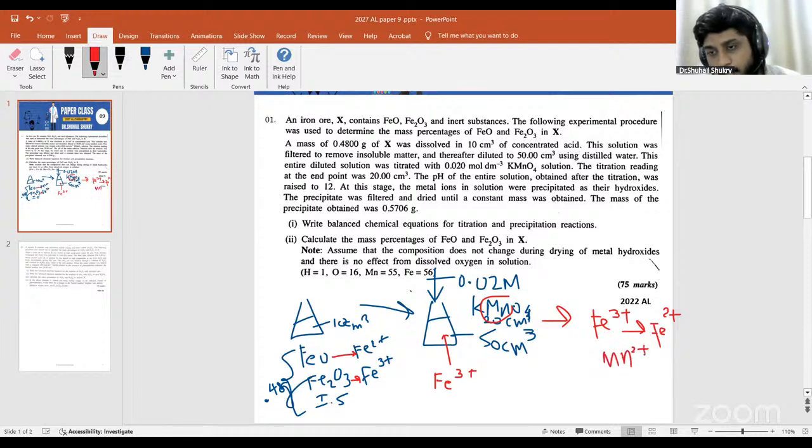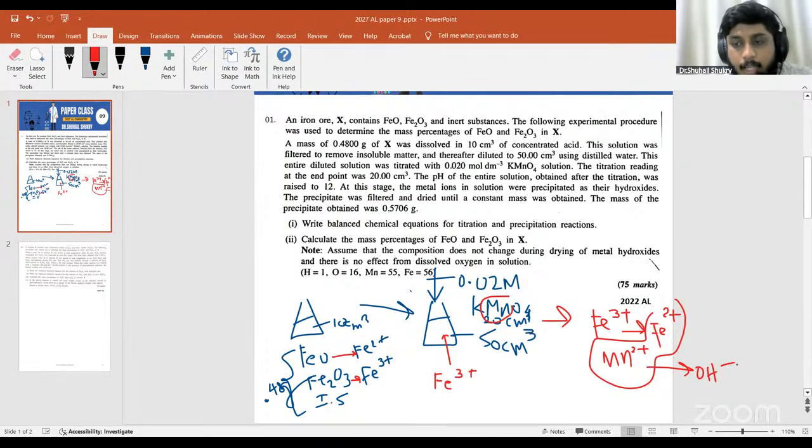To precipitate hydroxides, Fe2 plus and Mn2 plus both are there. So they can get precipitated as hydroxides, with OH minus. Okay. Then the precipitate was filtered and dried until a constant mass was obtained.